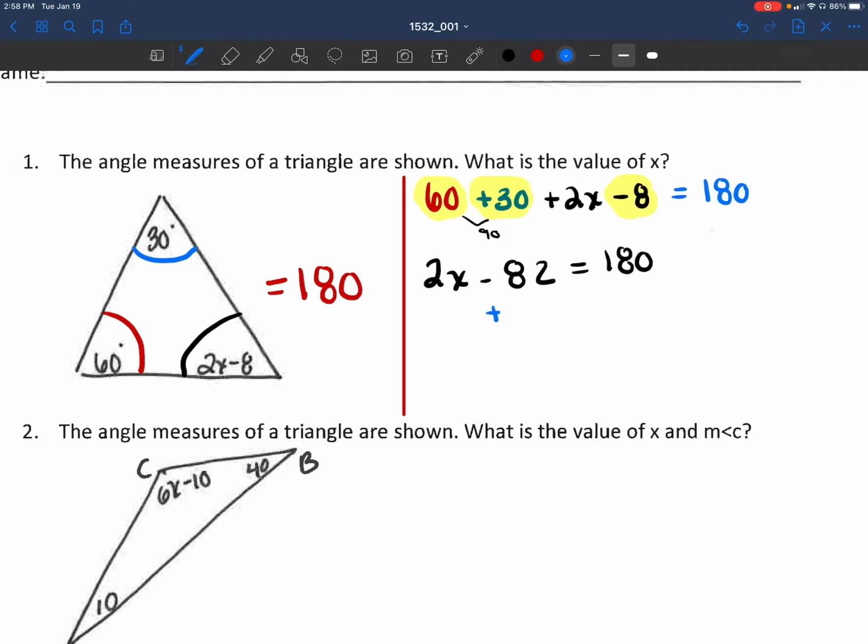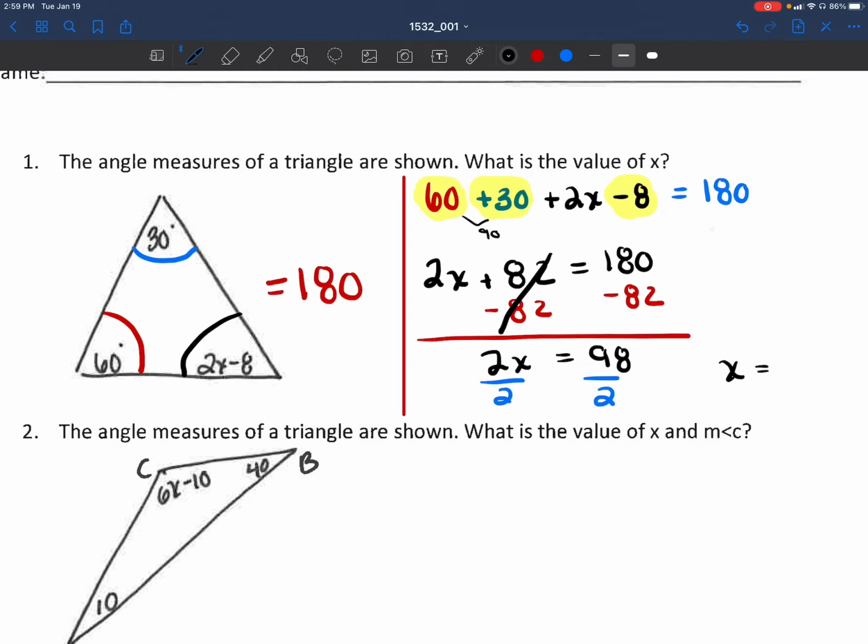Next, we're going to do the inverse operation. Oop, that should be a positive, I'm sorry. Plus 82. So now we have minus 82, minus 82. So now we have 2x equals 98. And the last thing is to divide by 2. Therefore, x equals 249.